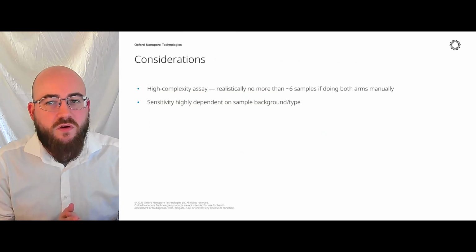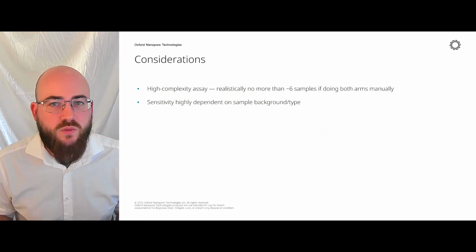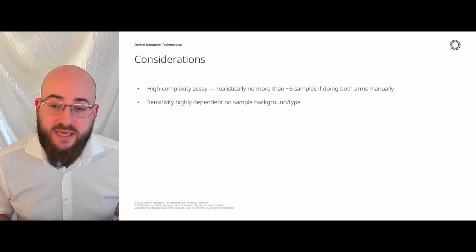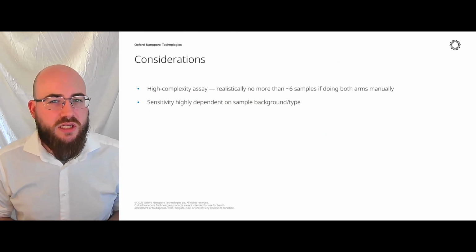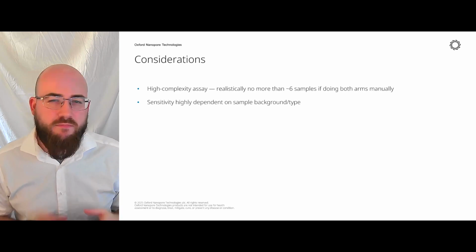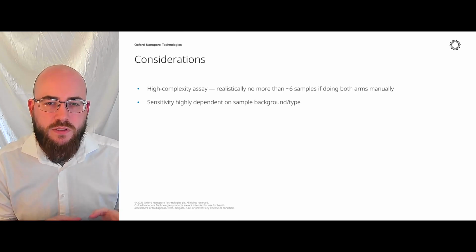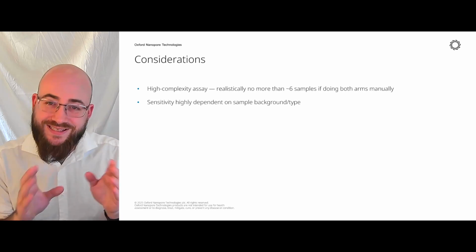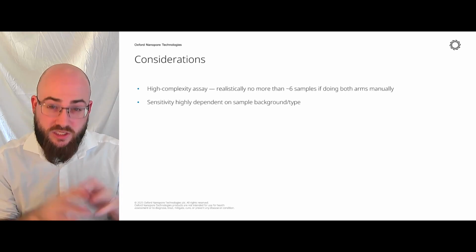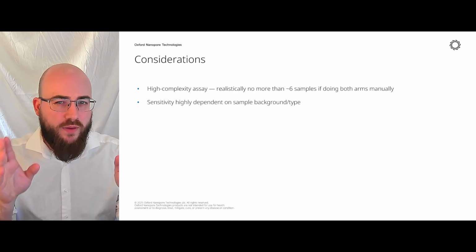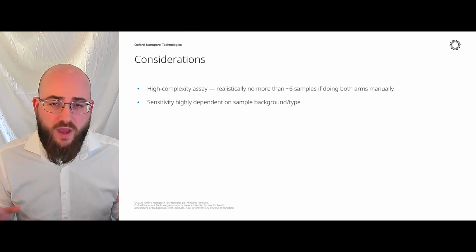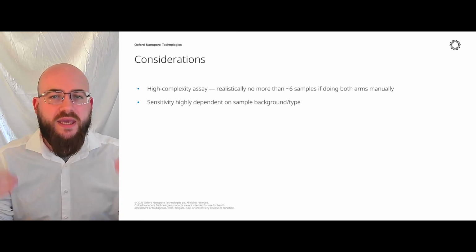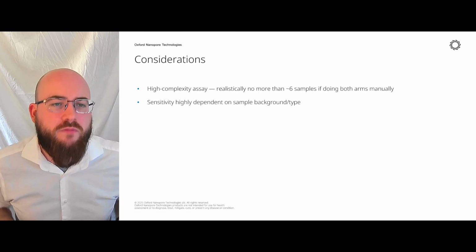Now, let's talk about some considerations, right? What else do we have to think about here? This is a relatively high complexity assay, okay? So realistically, I'm not going to recommend processing more than 6 samples at a time if you're doing both arms manually. Because think about it, each of those samples is going to be split into 2, and then they're going through different processes, not for the whole way, but for the first few steps, there is a different process going on before we get to the PCR stage and they're both together, right?